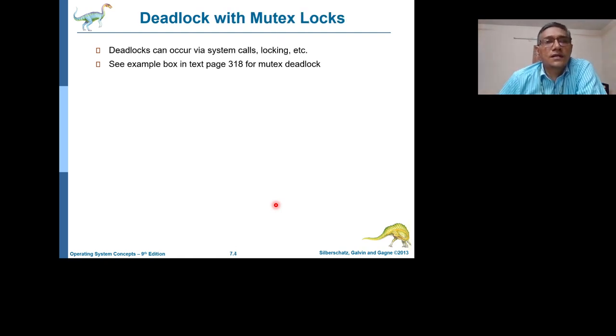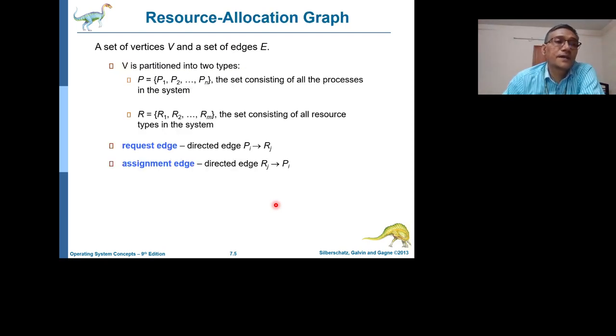Deadlock can occur in mutex locks. Mutex locks are already a process synchronization tool, right? So deadlocks can occur via system calls or locking, etc. Now we will learn about the resource allocation graph to understand the deadlock in more detail.